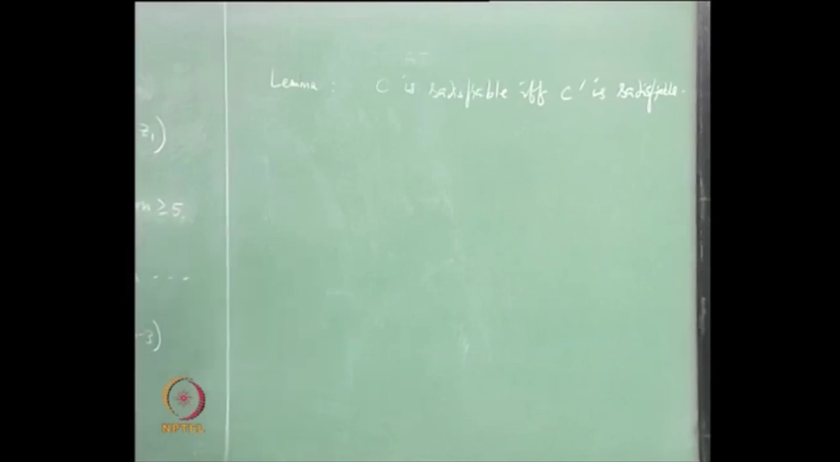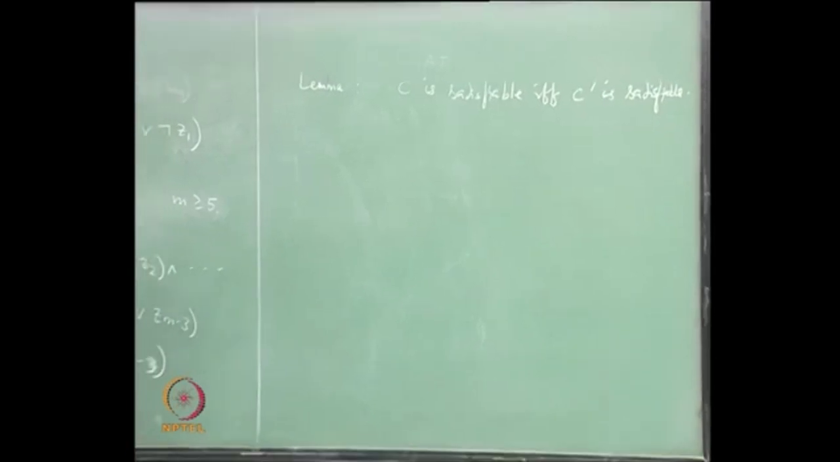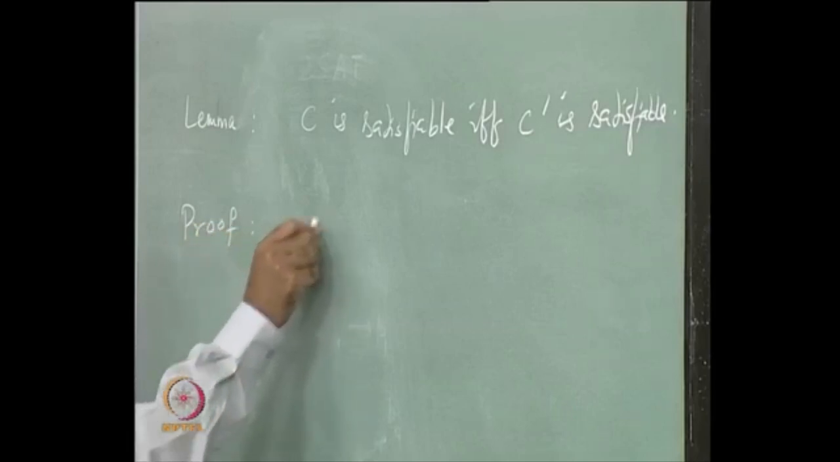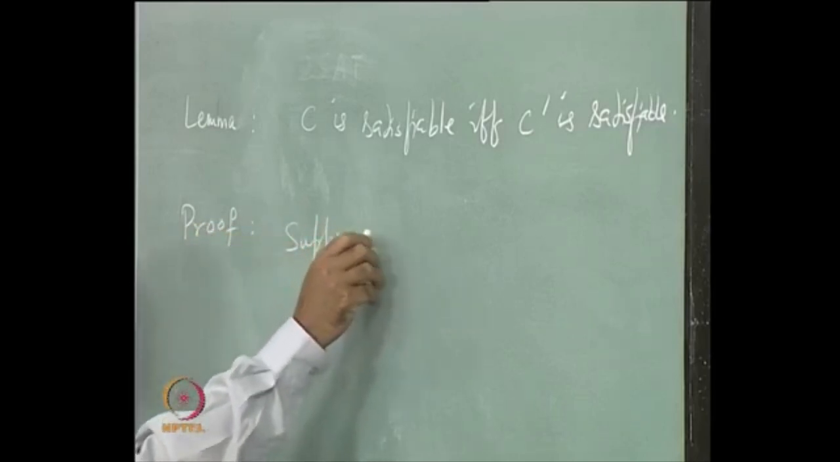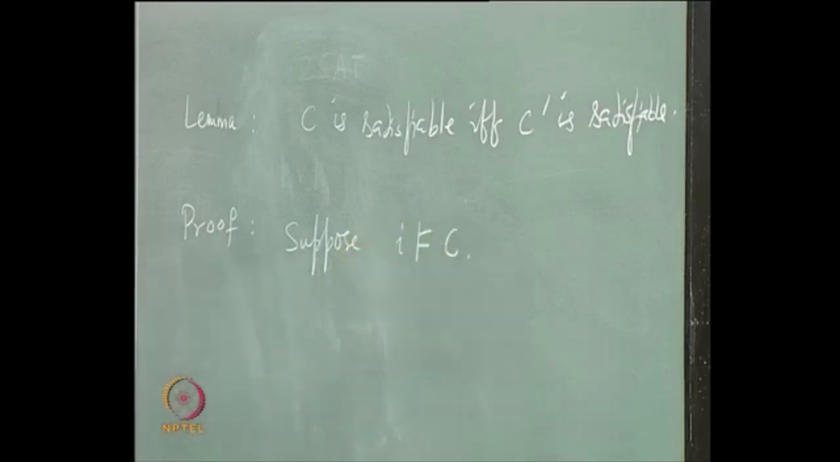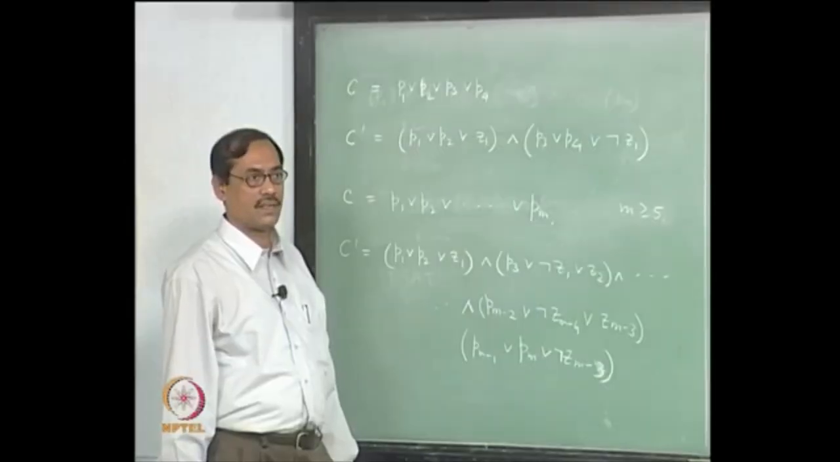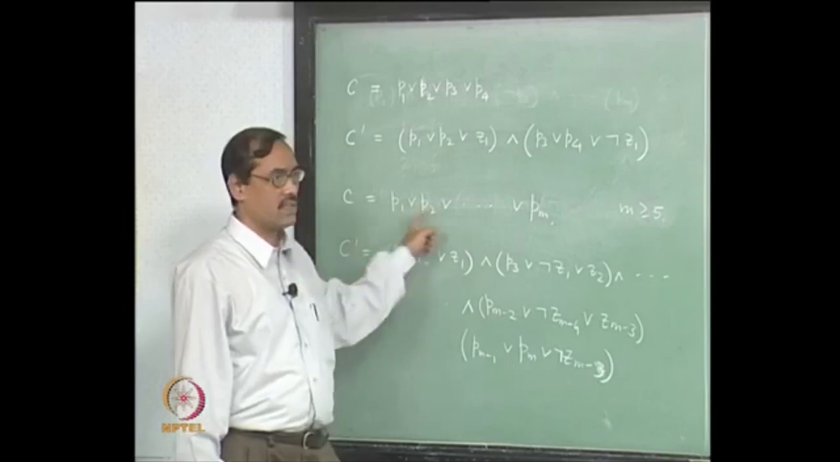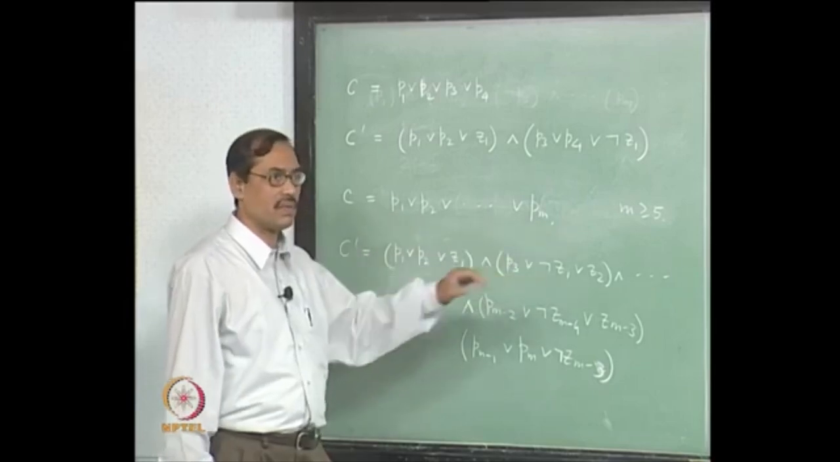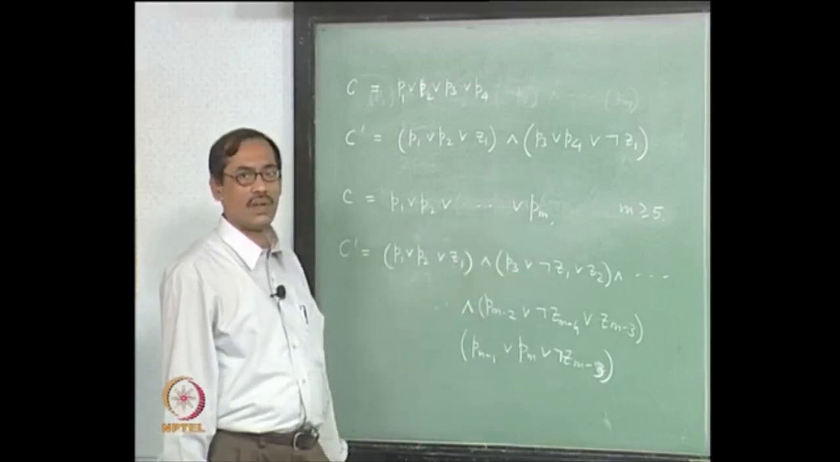Now, where should we start? First part, suppose C is satisfiable. Suppose I is a model of C. So, that means I is giving some values to P1, P2, Pm, right, some values, so that the whole thing is evaluated as 1. So, that means at least one of P1 to Pm is 1, that much we know. Others we don't know.